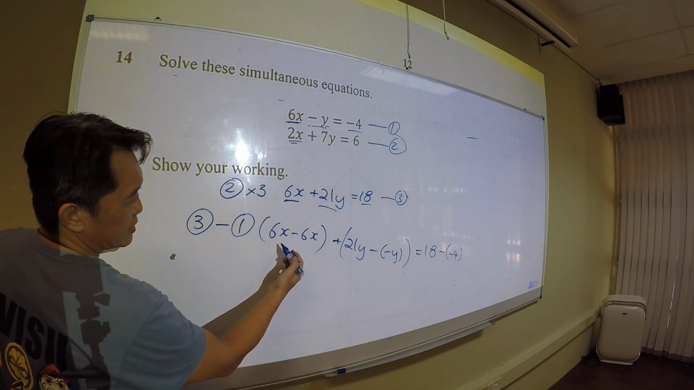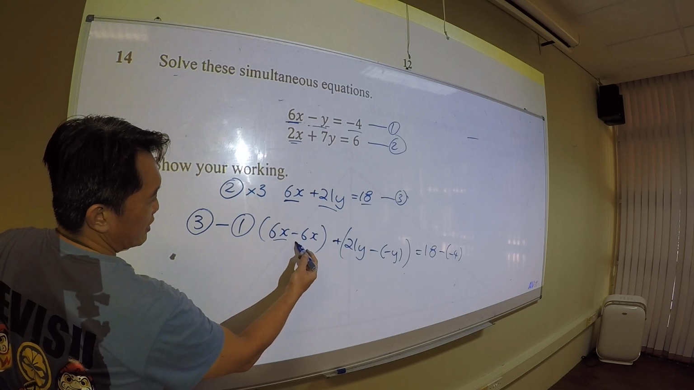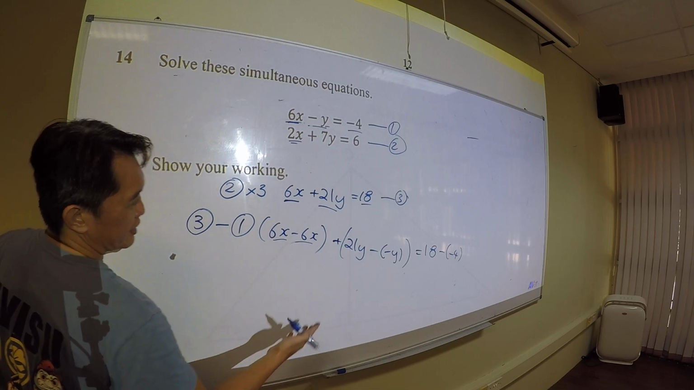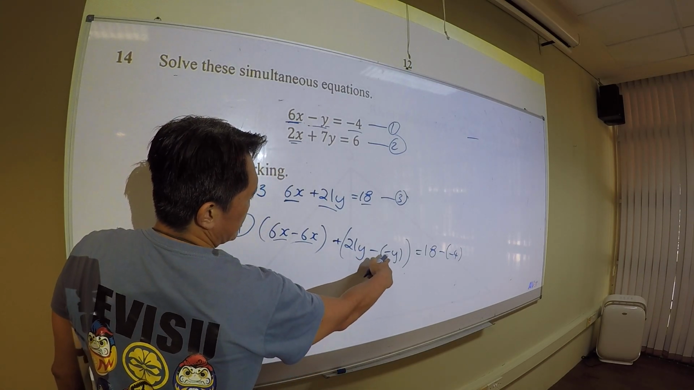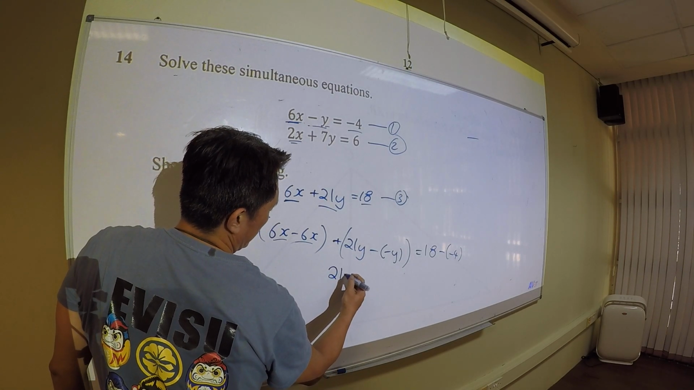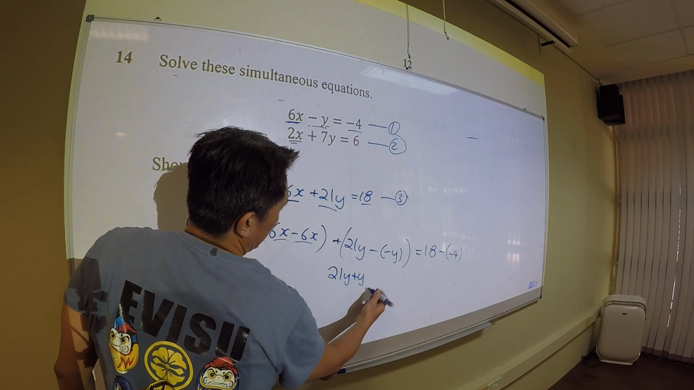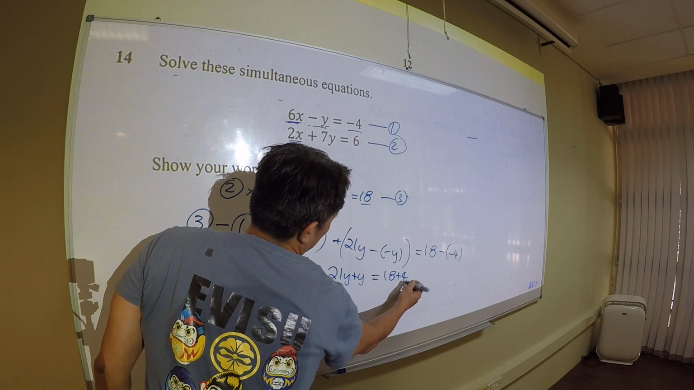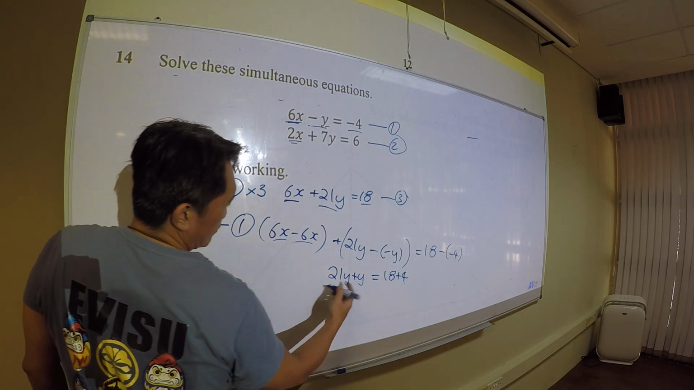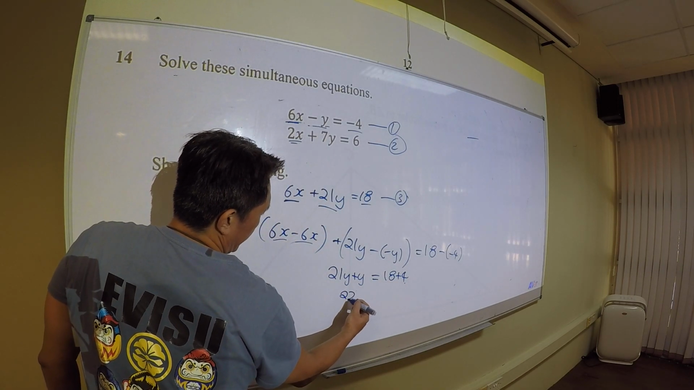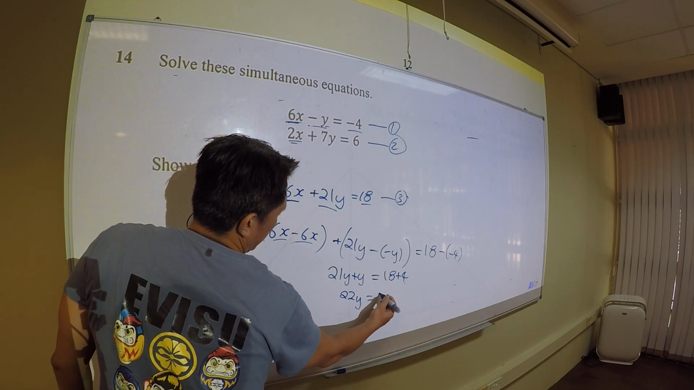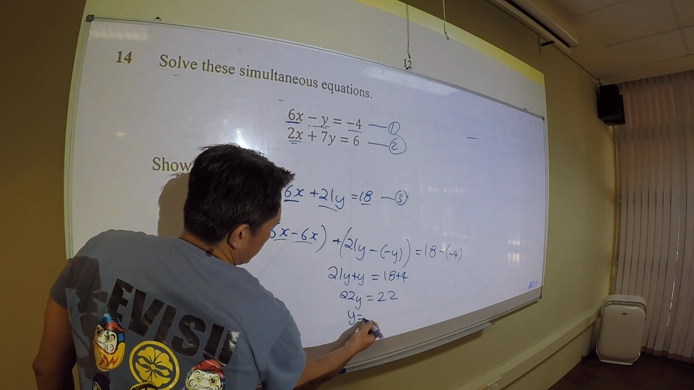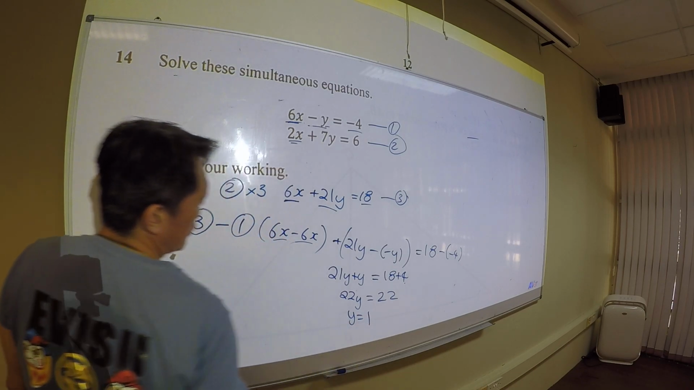Then I have managed to purposely make 6x minus 6x become 0. Then I no longer have x. 21y minus negative y becomes 21y plus y. 18 minus negative 4 becomes 18 plus 4. 21y plus y will have 22y equals 22. Y must be equal to 1, 22 divided by 22.